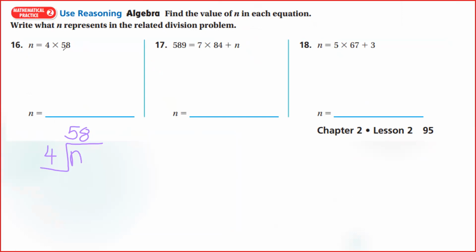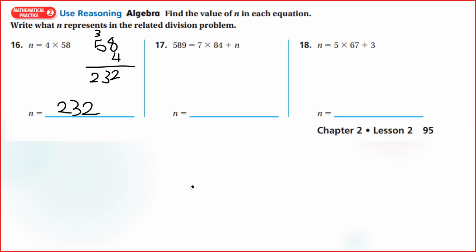Yalla, 4 times 8. 58 times 4. 4 times 8 is 32. 4 times 5, and 4 times 5 is 20, 23. Bravo. So now, what's the n will be? 232. Now, what does n represent here? Does it represent the dividend or the divisor or the quotient or the remainder? Yes, the dividend. Thank you.